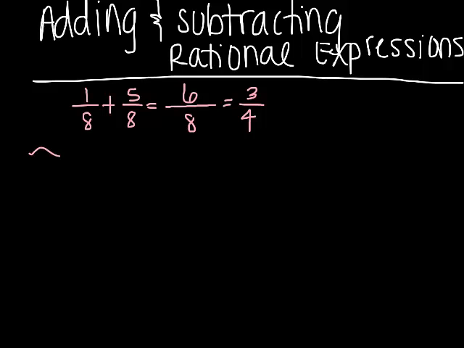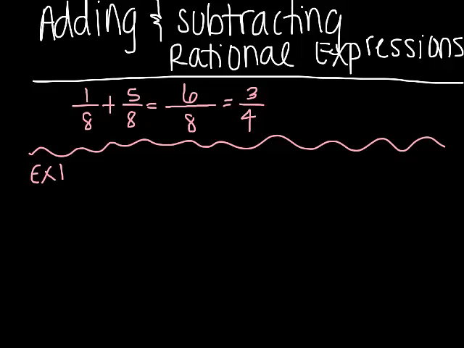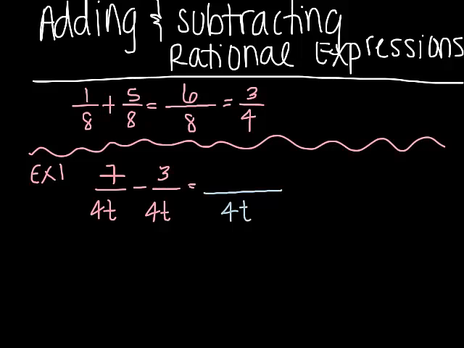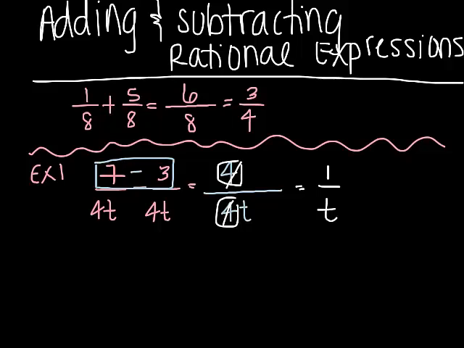Let's take a look at an example that has variables. What if I asked you 7/4t minus 3/4t? Well, both of those denominators are 4t, so we're going to leave that the way it is. And in the top, I have 7 minus 3. Now 7 minus 3 is 4. You could leave your answer as 4/4t, or you could simplify like we learned in the last video and cancel out those 4's and get 1/t.